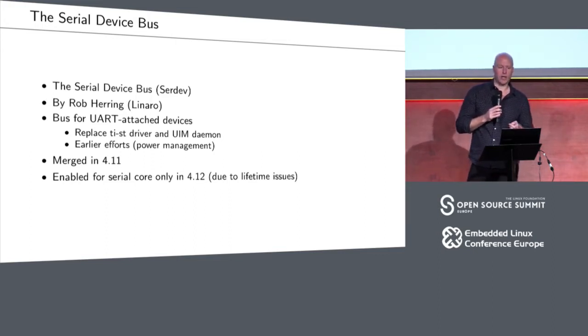There was an example of GPS devices which needed to be powered on, and you didn't want to have it powered on unless the GPS daemon was running and the port was open. Typically, those efforts aimed at adding this at the serial core layer in the kernel rather than at the TTY port layer. So that's part of why those efforts never got anywhere until Rob and others picked up the thread.